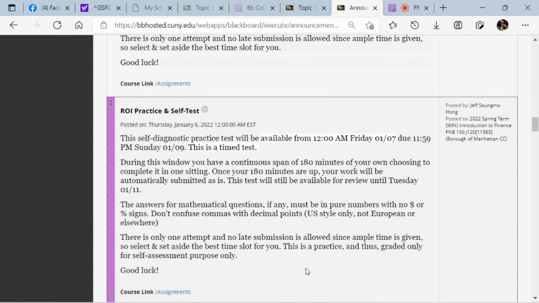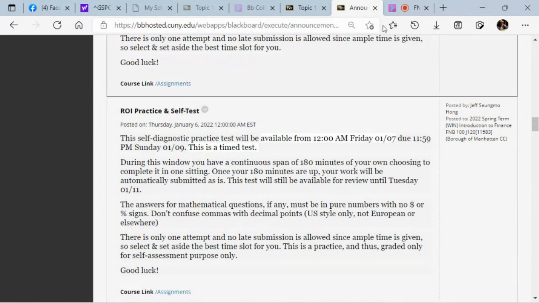The first concept check, the ROI concept check, is due tomorrow, but get started already today, and then Sunday, the second diagnostic test is due. Okay. All right. Any questions so far?